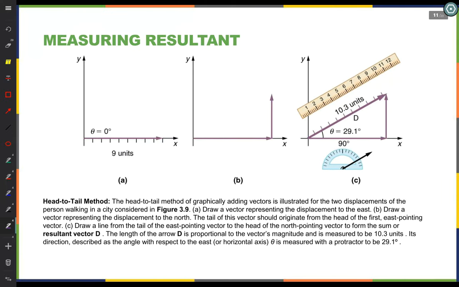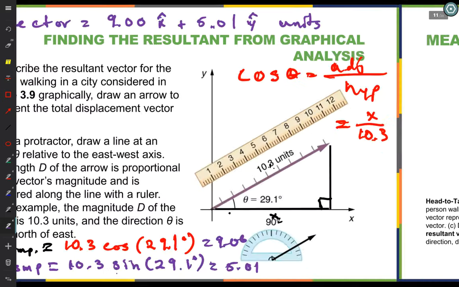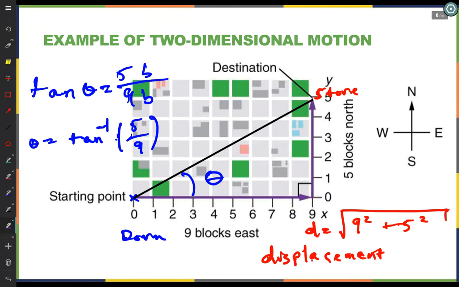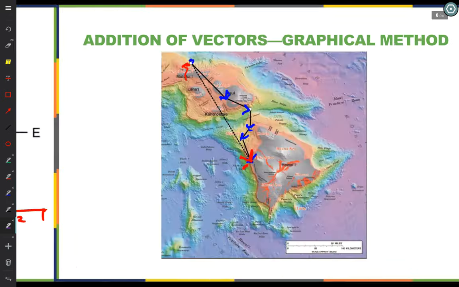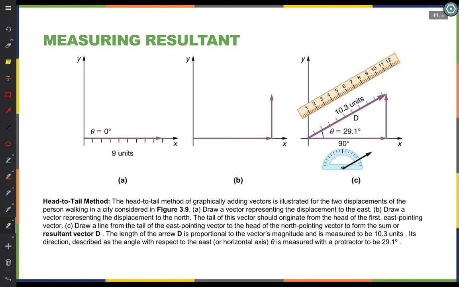Don't need to go through this again, except to say those two pieces are called the components of the vector. By the way, the 10.3, we actually did that calculation back here, the square root of 9 squared plus 5 squared. I just said it's going to be a little bit more than 10. Well, it turned out it was 10.3. Find that angle using the inverse tangent of 5 over 9, it must turn out to be 29.1 degrees. So we've worked the same thing forward and backward.